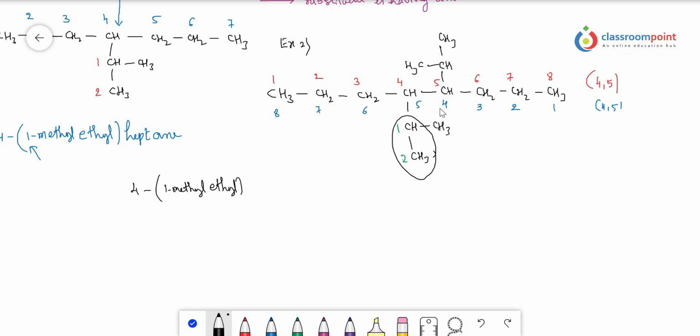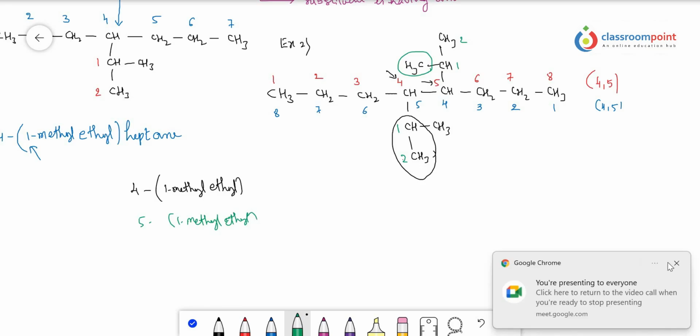So 4, 1 methyl ethyl. At the 5th position, I have selected the 4th one and now this is the 5th one. The 5th one also has the same type of substituent. So for that we have to give numbering again, 1, 2. At the 1st position, methyl is there. Okay, so that is 5, 1 methyl.